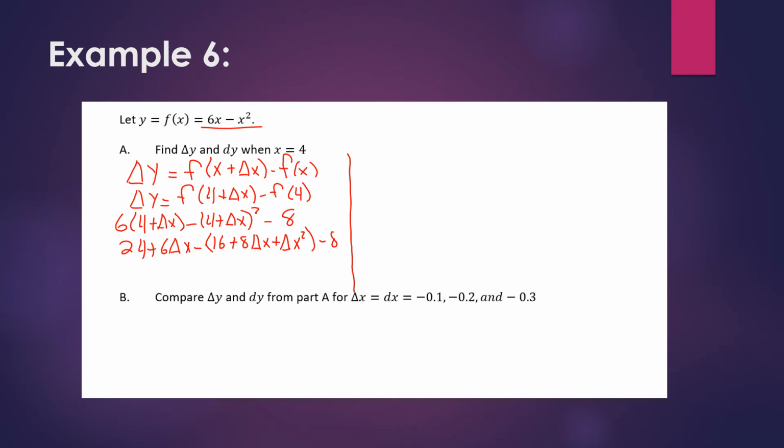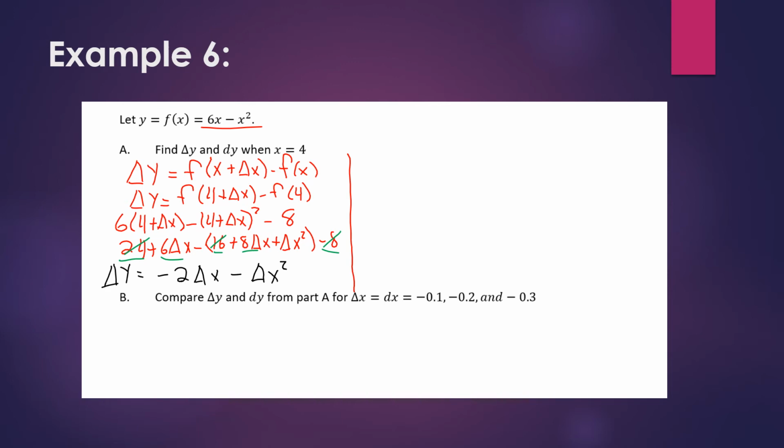So 24 minus 16 minus 8 is 0, so these all will go away. I have 6 delta x minus 8 delta x, so that's going to give me negative 2 delta x. And then I'm going to have a minus delta x squared. So this is my delta y.